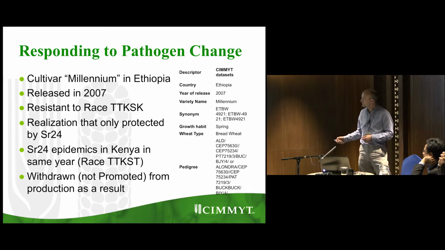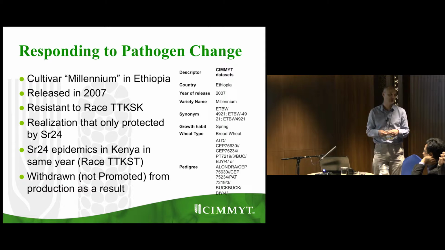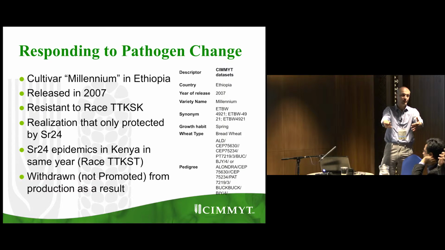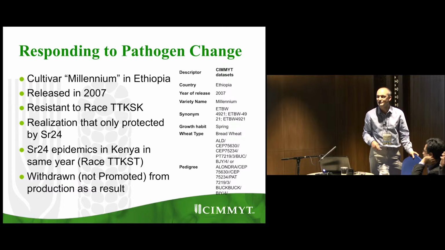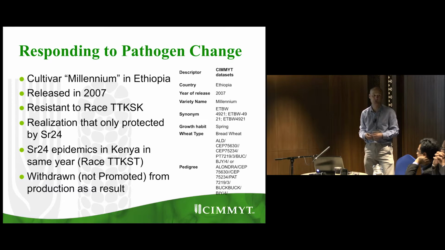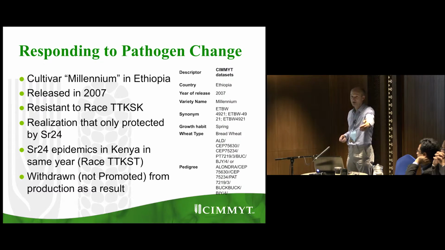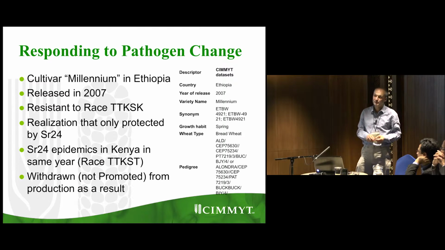So using this information from neighbouring countries, this was then fed back into the Ethiopian system. So basically, Millennium, it wasn't withdrawn, but there was no promotion done with Millennium. Because we saw that if we suddenly promoted this variety, within a year, maybe 2 years, the pathogen would come and we would have a problem. So this is one example of the surveillance informing breeding, or in this case, promotion of varieties in another country.